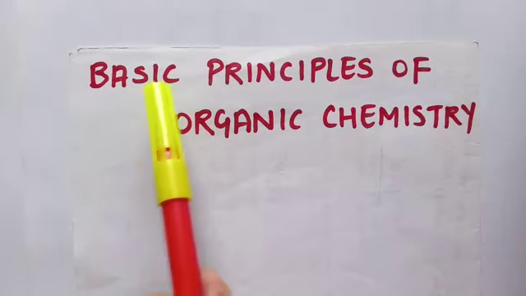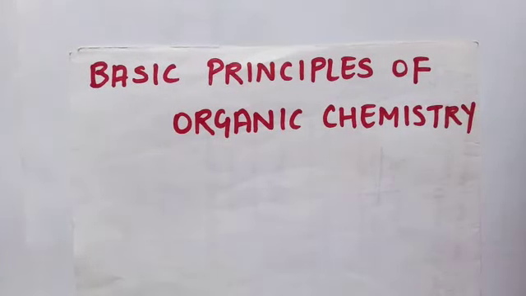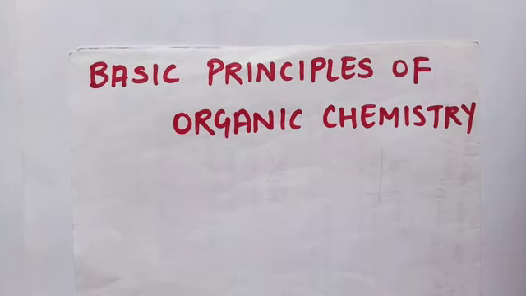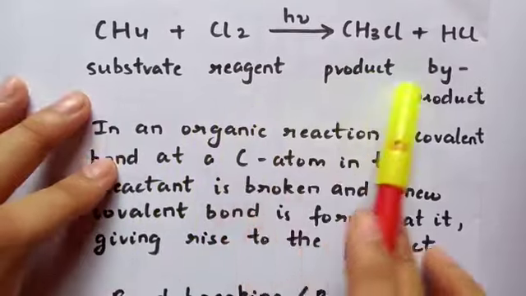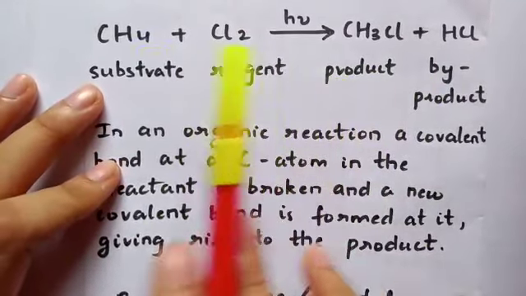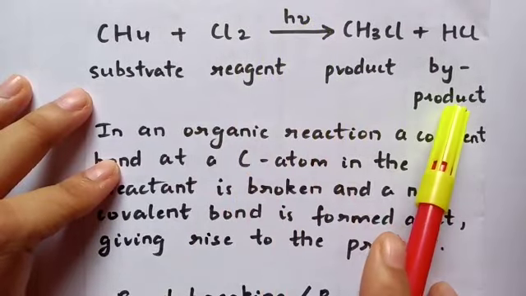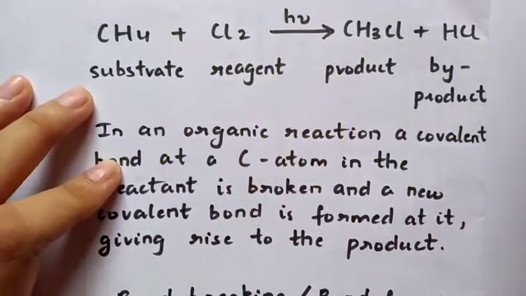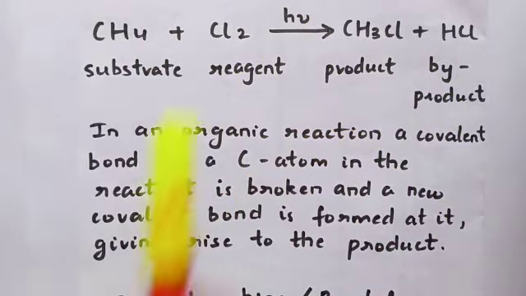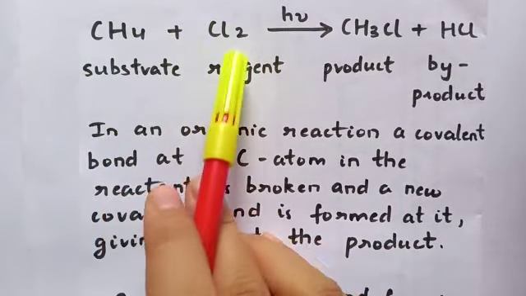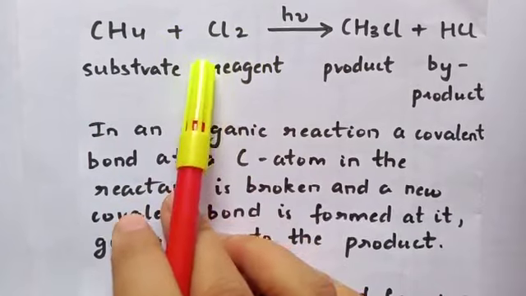Hello students, we are studying basic principles of organic chemistry, and in this video we will be starting with the new topic called types of reagent. Students, if you all remember the parameters of an organic reaction, there is substrate, there is reagent, catalyst, product and byproduct, right? So what is a reagent? Reagent is something which brings about change in our substrate. Okay, so now we will be seeing what are the types of reagent available.